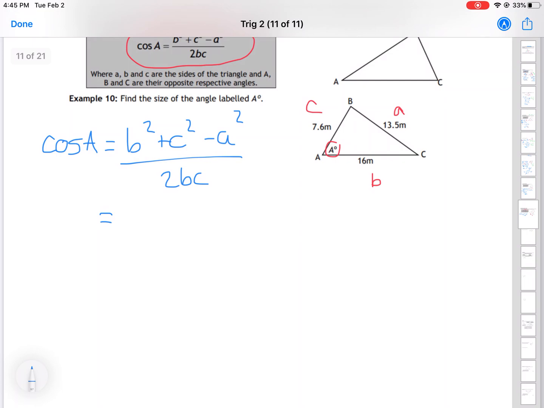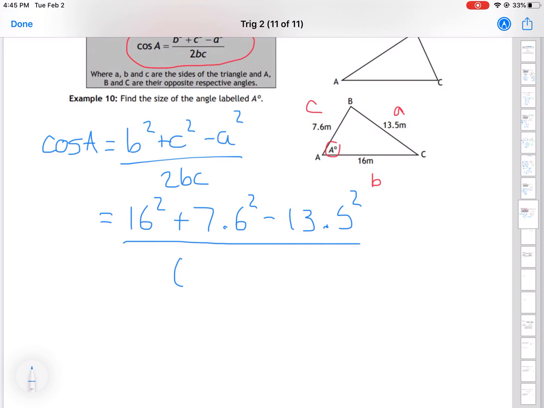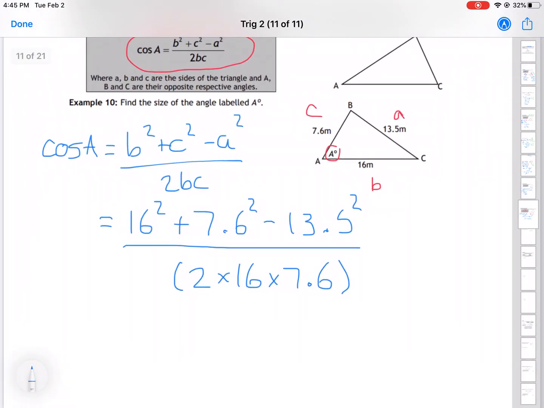Now, all of these are numbers, which is quite handy. B is 16, 16 squared plus 7.6 squared minus 13.5 squared, all divided by 2 times, what's our B again? 16 times our C, which is 7.6. Now, the reason I have put brackets around the bottom calculation there is because that's how I'm going to put it in the calculator.